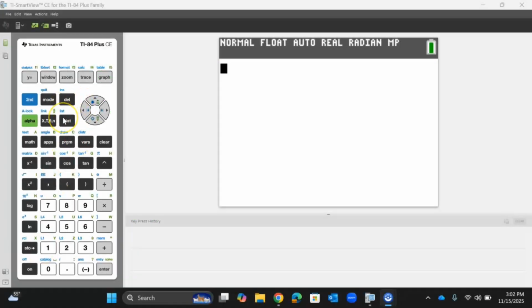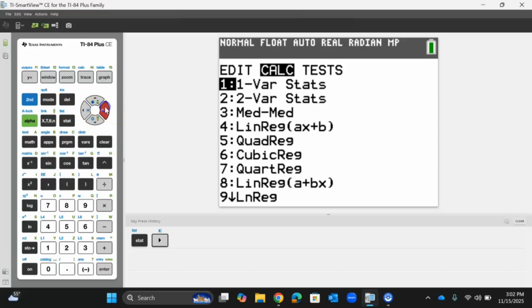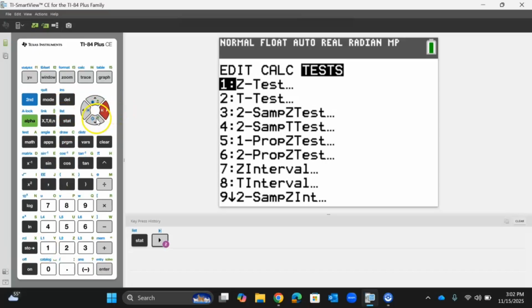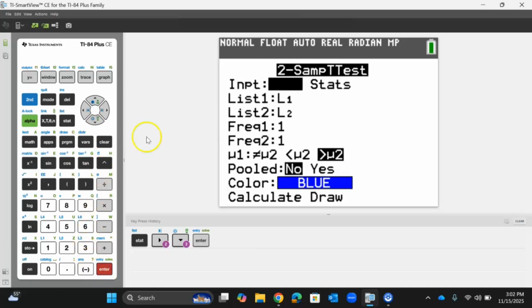Okay, so let's go ahead and conduct our 2-sample t-test. So we're going to go to Stat. We're going to arrow over to Tests. Again, we don't have to enter data in this case because we were provided the statistics already summarized for us. We don't have any data to enter into the tables. So we're going to go all the way down to option 4, which is our 2-sample t-test. And I'm going to switch this over to Stats.